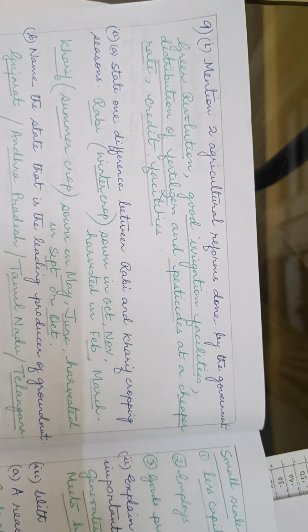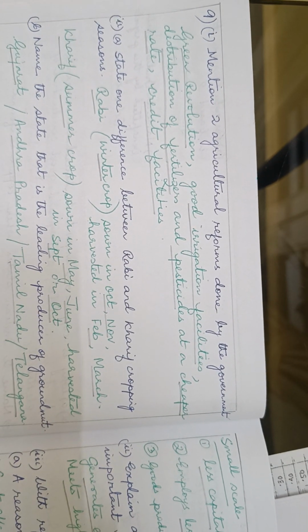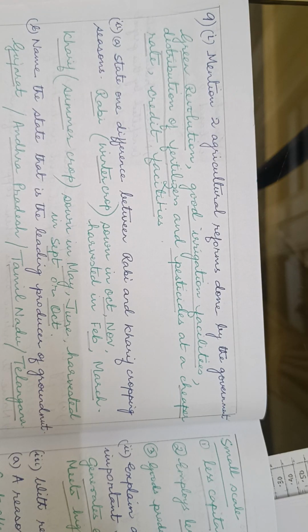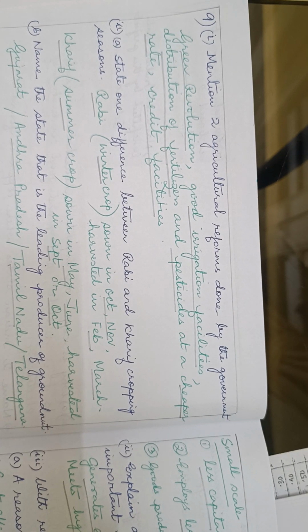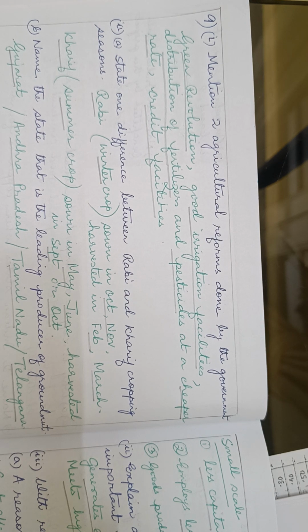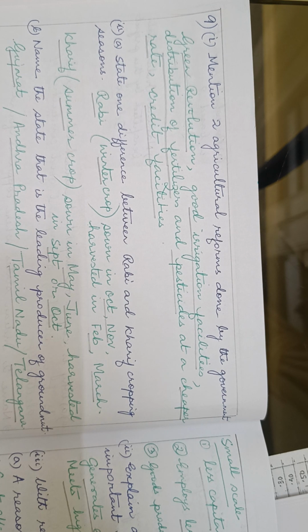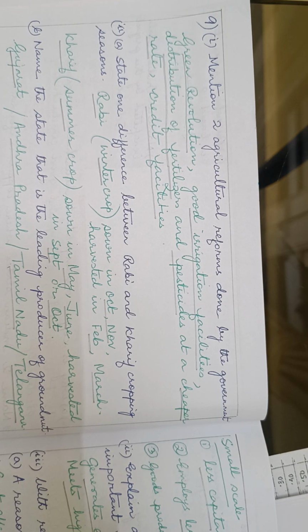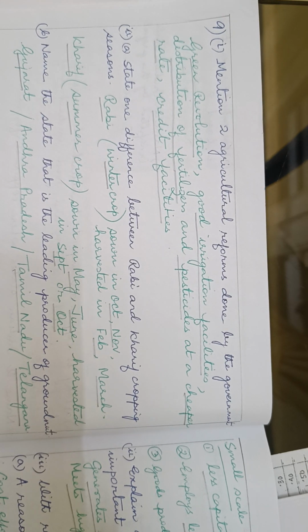Next question, question number 9, Roman number 1. Two agricultural reforms that the government has done: Green Revolution is number 1. Number 2, good irrigation facilities. Number 3, distribution of fertilizers and pesticides at a cheaper rate. And number 4, credit facilities.